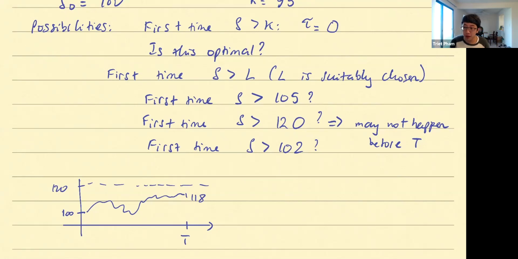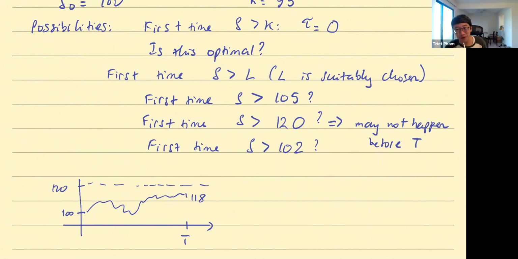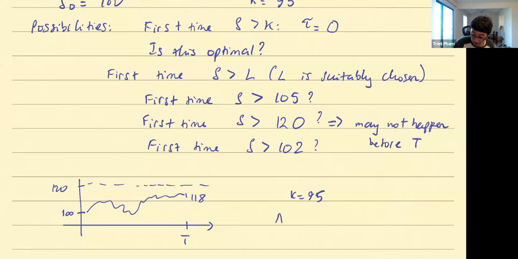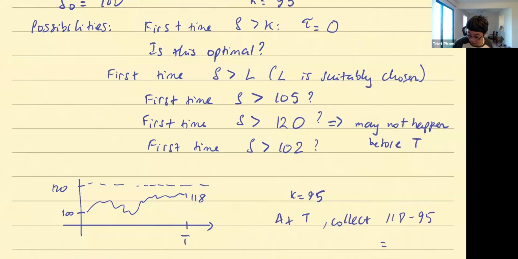Would you throw away the option in this scenario? Yes, yeah. No, I don't agree. Why is it worthless? Remember, K is 95. On the final day, don't you receive this much, which is, I don't know, 23 bucks?